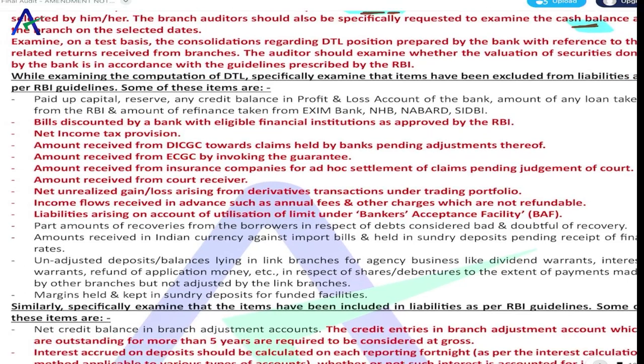So now the SCA, the statutory central auditor, the consolidation regarding the DTL position prepared by the bank. Right, because obviously you would have prepared the entire computation consolidation of DTL, the bank. So auditor, you need to examine on a sample basis the consolidation regarding the DTL position prepared by the bank with reference to the related returns which have been received from the branches.